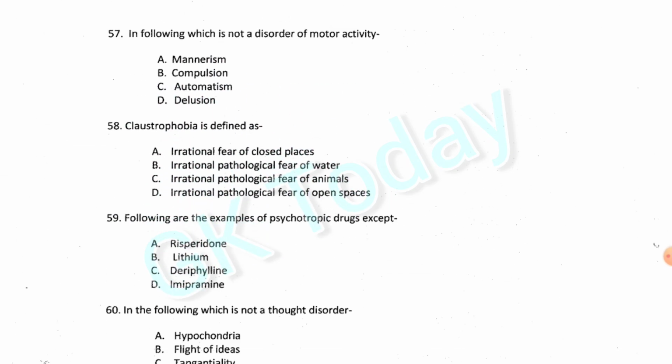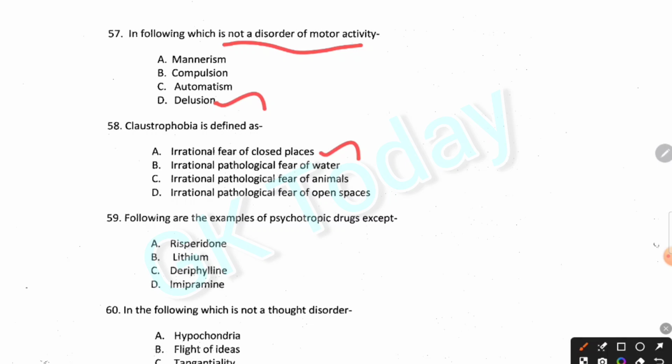Question number 57. In the following, which is not a disorder of motor activity? Delusion. Question number 58. Claustrophobia is defined as irrational fear of closed places.